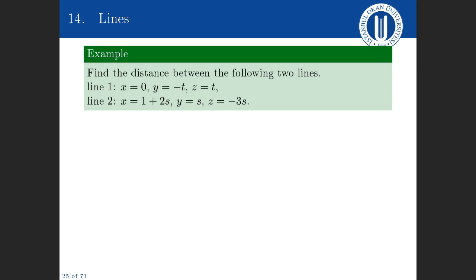Find the distance between the following two lines. Line 1 is x is equal to 0, y is equal to minus t, z is equal to t. Line 2 is x is equal to 1 plus 2s, y is equal to s, and z is equal to minus 3s.